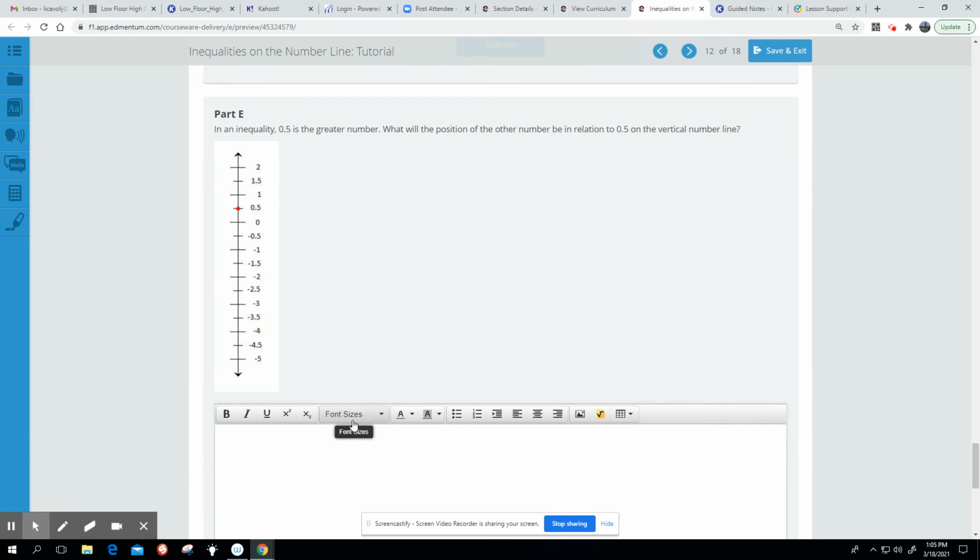In an inequality, 0.5 is the greater number. What will the position of the other number be in relation to 0.5 on the vertical number line? So if I have 0.5 as the greater number, the other number has to be below 0.5. Okay, so the other number is going to be below 0.5 because it would be the lesser number if 0.5 is the greater number.